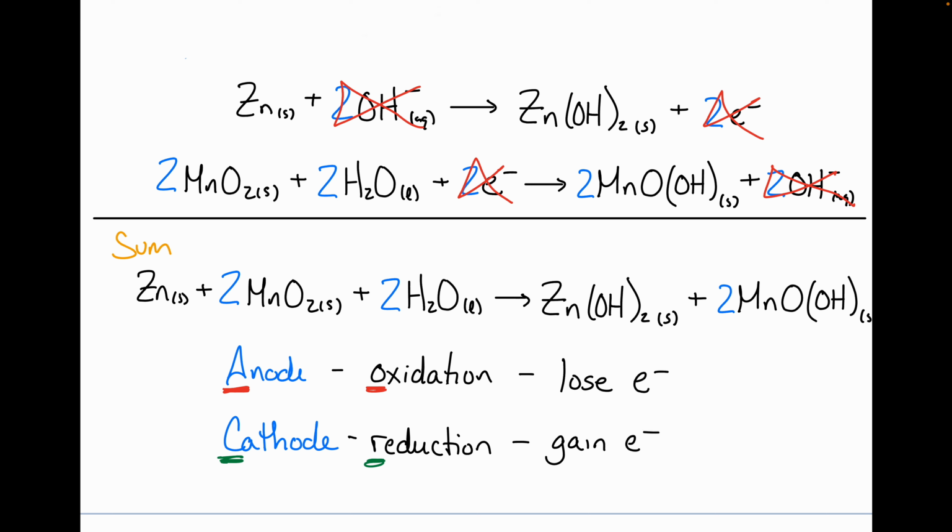So let me get rid of my little red markings here so we can see a little bit more clearly. All right, which one of these half reactions represents losing of electrons? The top one or the bottom one, the zinc or the manganese oxide? The zinc. So this would be the one that takes place at my anode. My cathode would be that manganese oxide reaction.